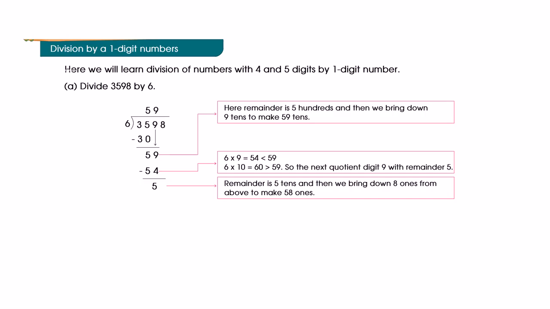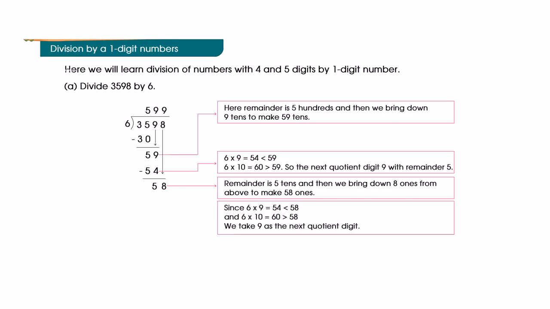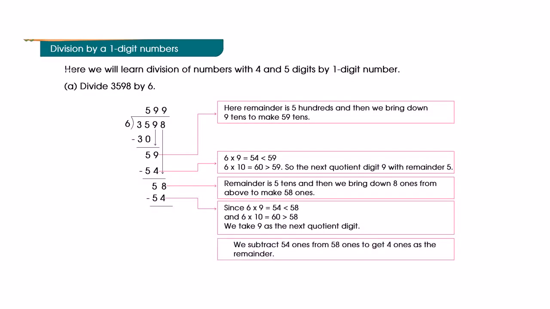The remainder is 5 tens and then we bring down 8 ones from above to make 58 ones. Since 6 into 9 is equal to 54, 54 is less than 58. And 6 into 10 is equal to 60, 60 is greater than 58. We take 9 as the next quotient digit. We subtract 54 ones from 58 ones to get 4 ones as the remainder.